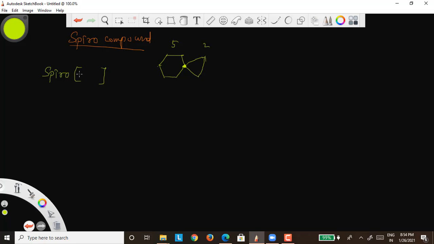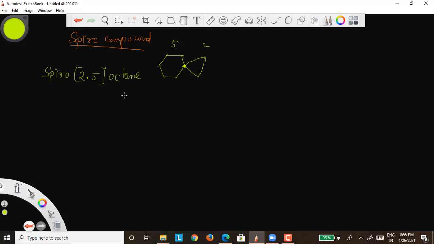In case of bicyclo, you used to write in descending order 5, 2. But in spiro compound, you have to write in ascending order, 2, 5. Spiro 2.5. So 2, 5, if you add 7, including this one, 8. Means total number of carbon are 8. If total number of carbon are 8, this name is given octane. And how to number?